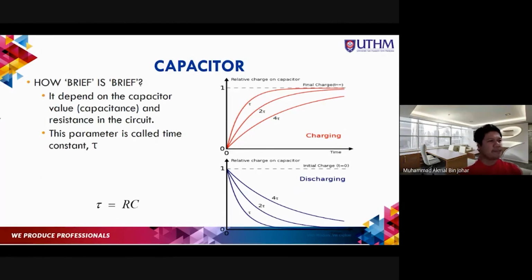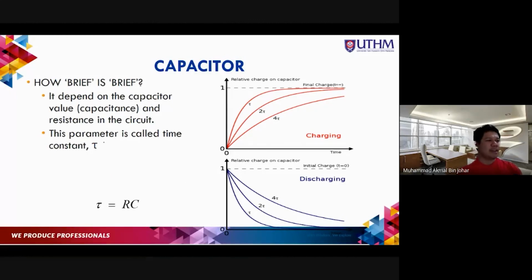How brief is brief? Jadi kita cakap berapa cepat ni? Kejap je ni, arus mengalir akan betul-betul full charge. Sama juga you nak discharge, sekejap saja. If you take a full charge capacitor, you ambil wire, you connect between those legs, pop, hilang those charge. So it depends on the capacitor value, the C, and juga the resistance in the circuit. Okay. So the parameter is called time constant ataupun tau.